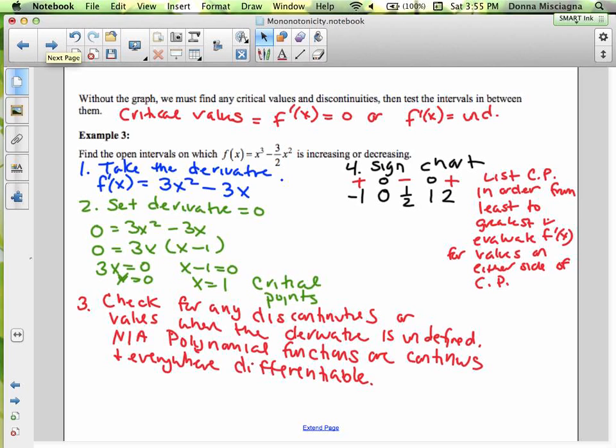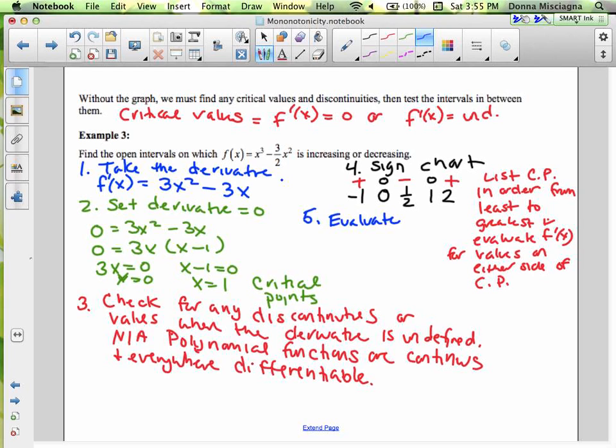We need to interpret our sign chart. I guess I'll switch colors again. I'll go to blue. Now, I write way too big. That's what I have discovered. So we're going to put it right here. That's our last step, because your sign chart is not enough. You need to interpret. Excuse me, not evaluate, interpret our sign chart. We already did the evaluating. So, interpret sign chart.